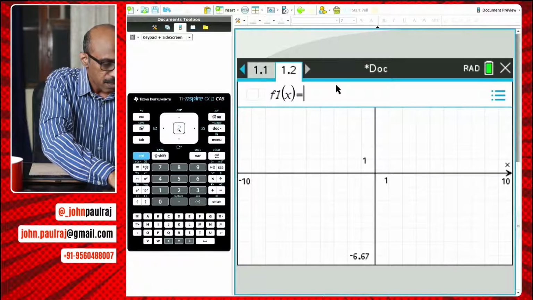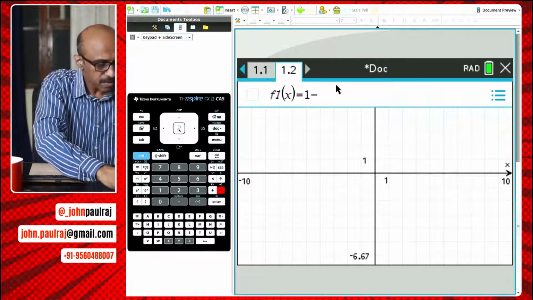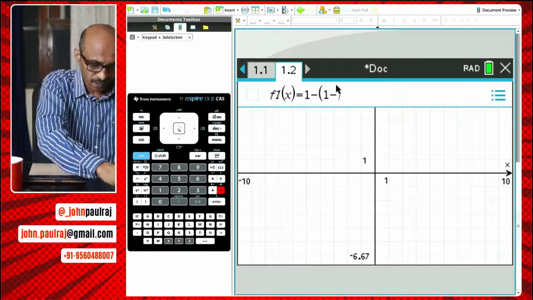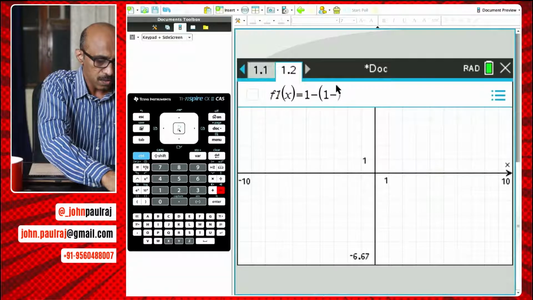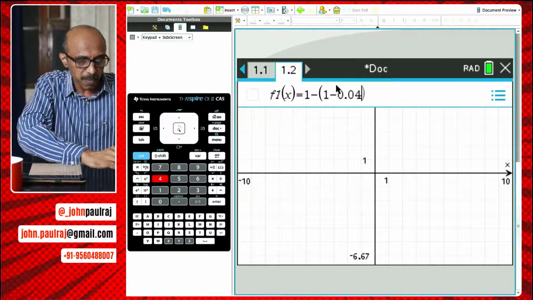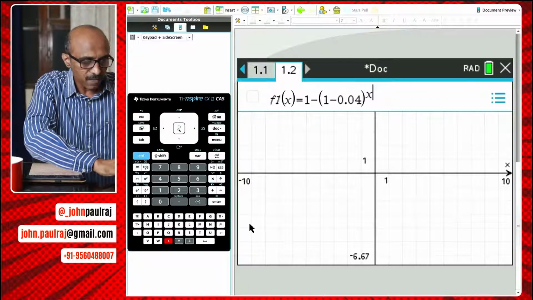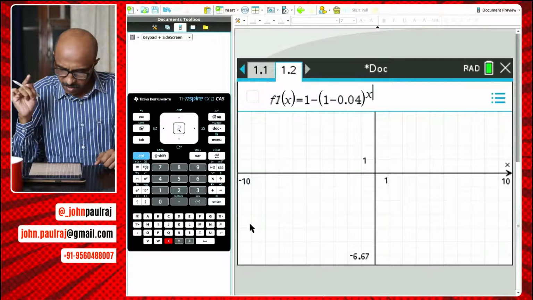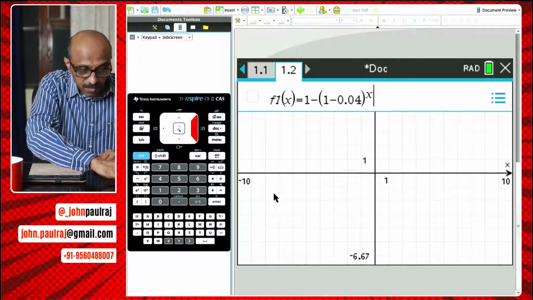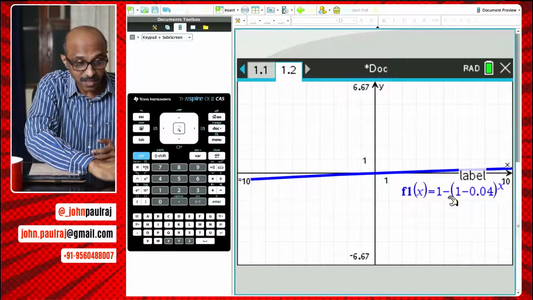All right. Okay, it is 1 minus, and then bracket 1 minus 0.04. Did I enter that correctly? 0.04 to the power of x. So there we go, to the power of x. Do I have it right? 1 minus. Yeah, I got that right. So the function has been entered correctly, but we need to make sure that the window settings are right. Now obviously that's why we can't see the function correctly here.